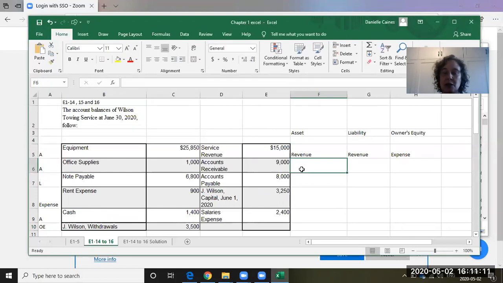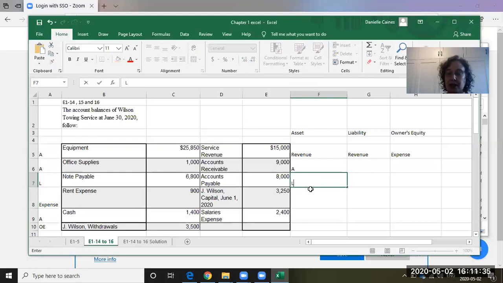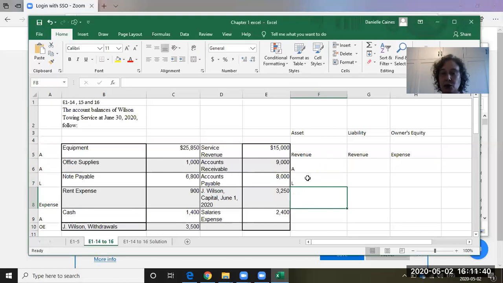Accounts receivable. So accounts receivable is money that our clients owe us. And so accounts receivable is an asset. It's a resource that we are going to turn into cash in the future. Accounts payable is money that we owe our suppliers. So it's the opposite of accounts receivable. So accounts payable, we owe, so it's a liability, whereas accounts receivable is something our customers owe us. So it's an asset to us, whereas accounts payable, we owe.